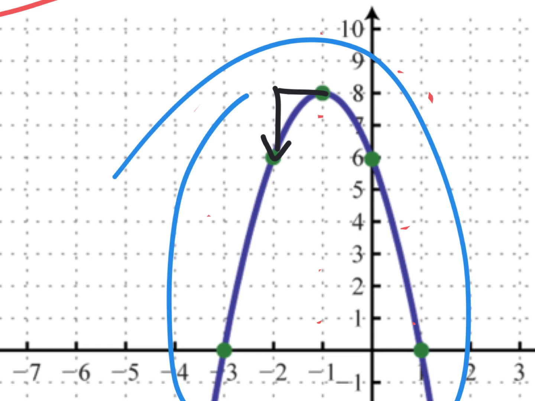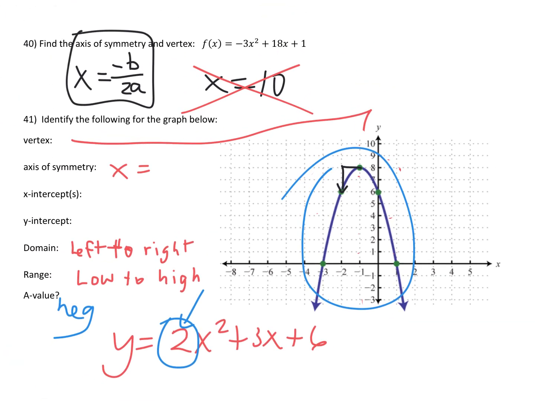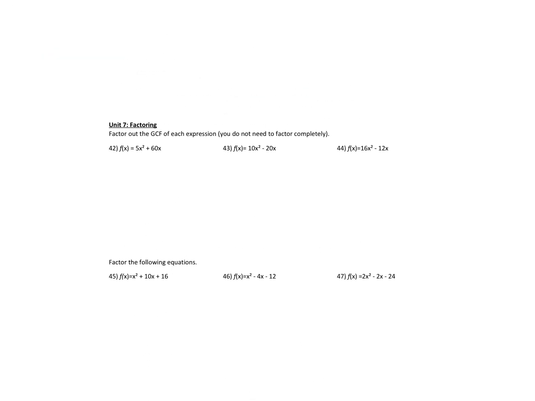So the number in the front is the a value. If they had said, is the number in front negative? I hope you would have gone, well, yeah, it's upside down. Well, the a value is the number in front. That's the a value. Okay, moving on to this page. And then there's only one more after that.